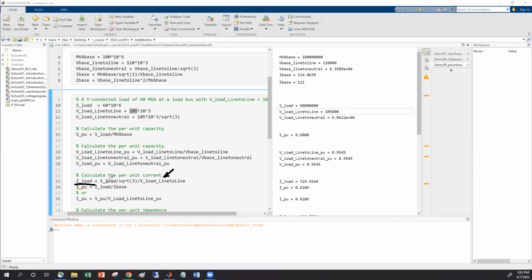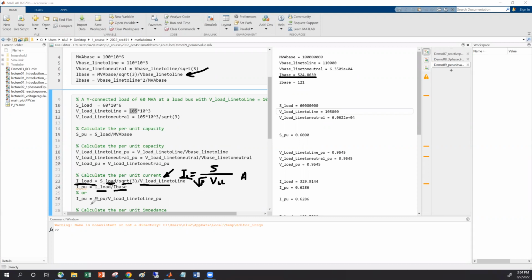Similarly, the load current can be computed by using the load complex power divided by square root of 3 and divided by the line voltage. So it's S divided by square root of 3 times VLL, and this would be the load current flowing on the line. Okay. So once we computed this value in ampere, we can divide this value by the base. So here we can compute the base right here, and that base value is about 524 amps.